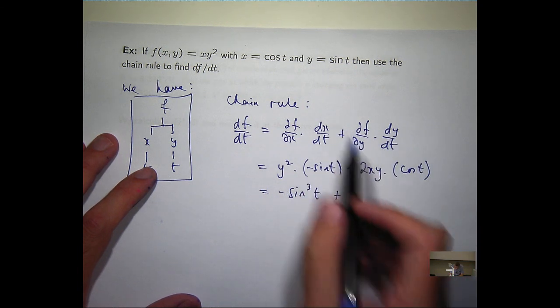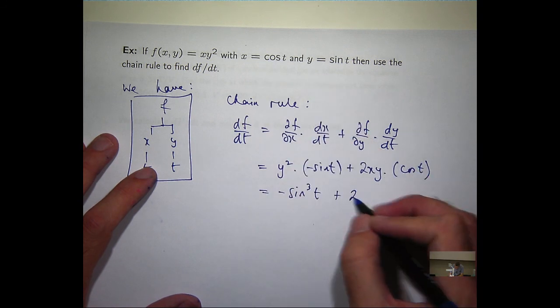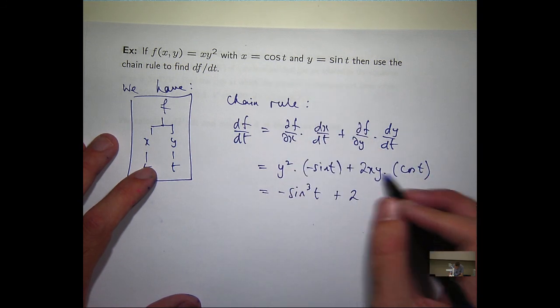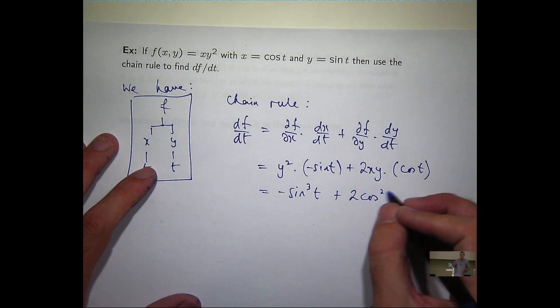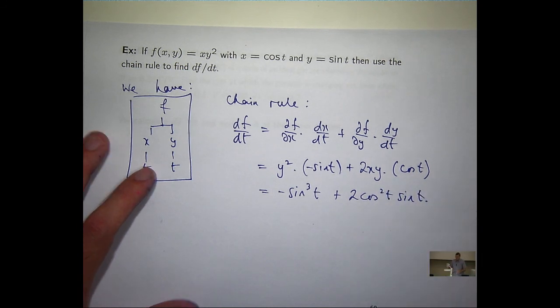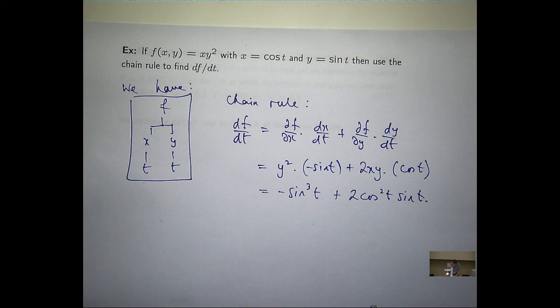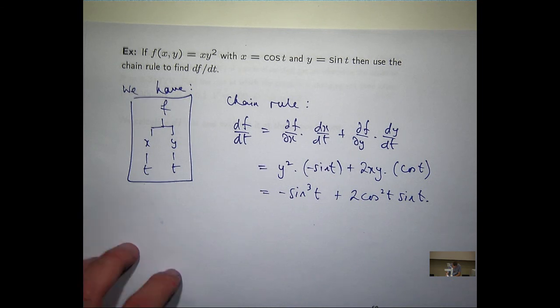2xy, well, that's going to be 2 cos t sine t, and I've got another cos here, so I'll get cos squared t sine t. Now, you can kind of see in that last line why I'm uncomfortable with these questions. You're going to have to sub things in later anyway. Why not just sub them in at the beginning and then differentiate? Okay, so don't pay too much attention to this particular example. The next one's good though.